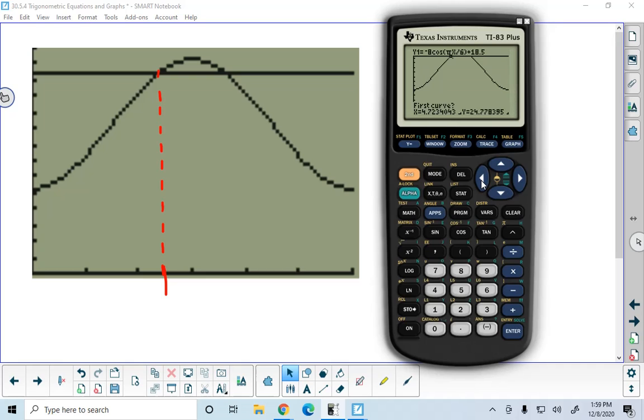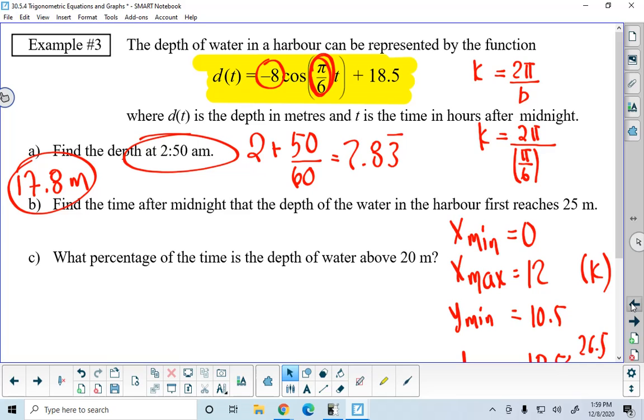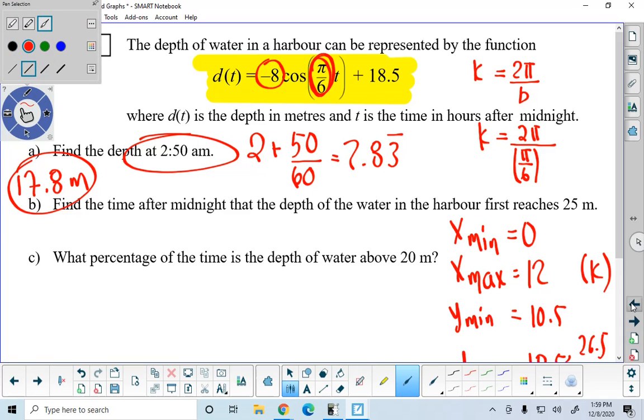Because there are different intersection points, you maybe can't see it, but my cursor is closer to the one on the left. When I hit enter 3 times, I get 4.8 hours after midnight. It's not necessary for you to convert that back into hours and minutes.